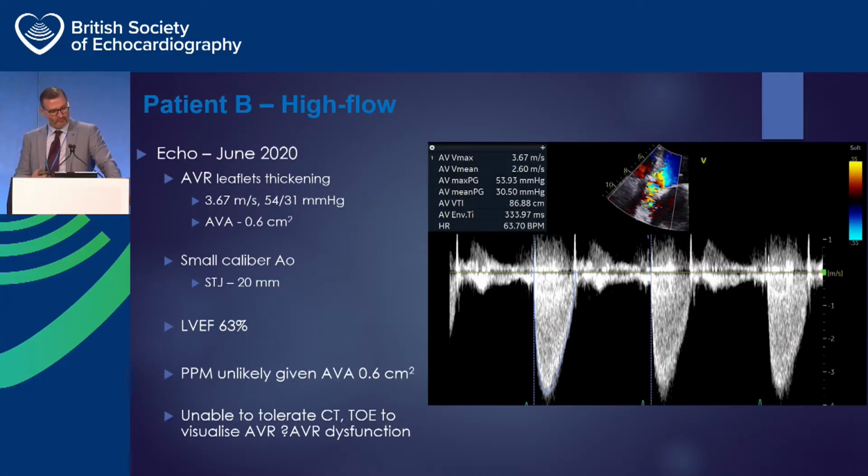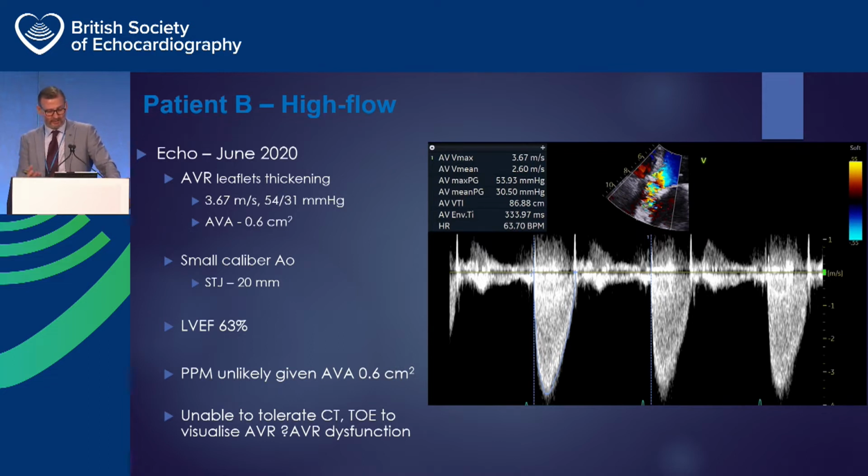The Doppler assessment, we got a peak velocity of 3.7 meters per second with a mean gradient of 31 and a valve area calculated at 0.6 centimeters squared. We noted that her aorta was a bit small with a sinotubular junction of just 20 millimeters in diameter. LV function appears normal. And we thought that at this point, given that the valve area is estimated at 0.6 centimeters squared and therefore is beyond one standard deviation from the manufacturer's recommendations, that the mismatch was unlikely and that we had to exclude valve dysfunction.